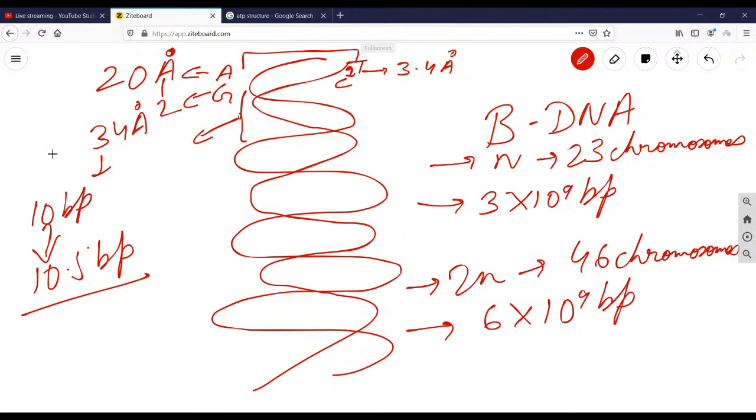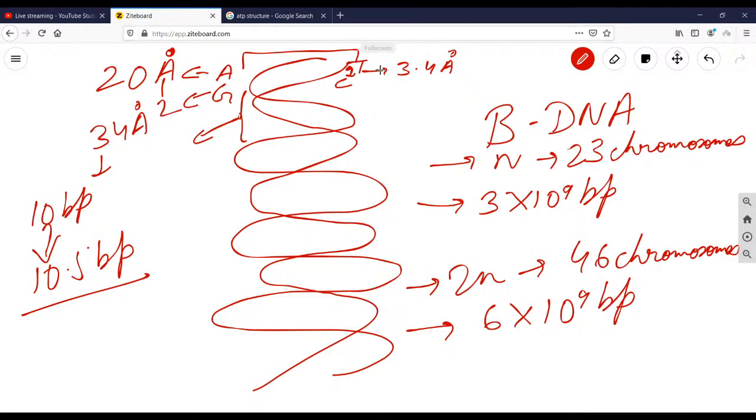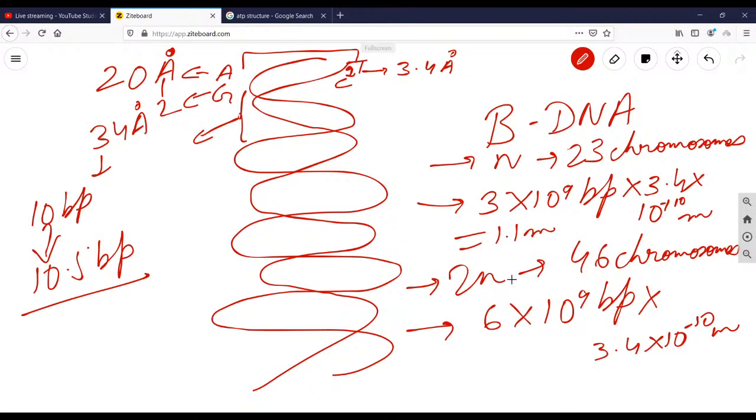Now, how will you calculate the length of the DNA? It is quite easy. We know the distance between two base pairs and we know the number of base pairs, so just multiply it. Angstrom is 10 to the power minus 10, sorry, 3.4 into 10 to the power minus 10 meter. This will come to 1.1 meter for the haploid, and this will come to, you can say, 2 meter or 2.1 meter for the diploid. Okay, almost.